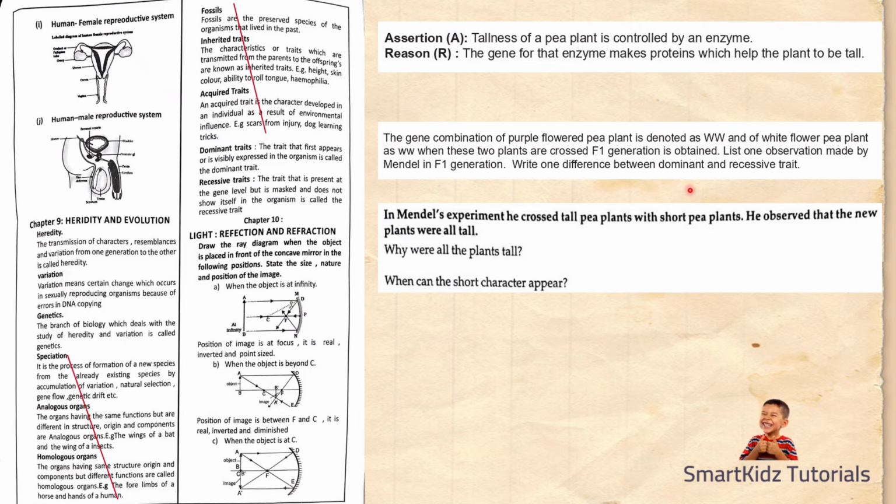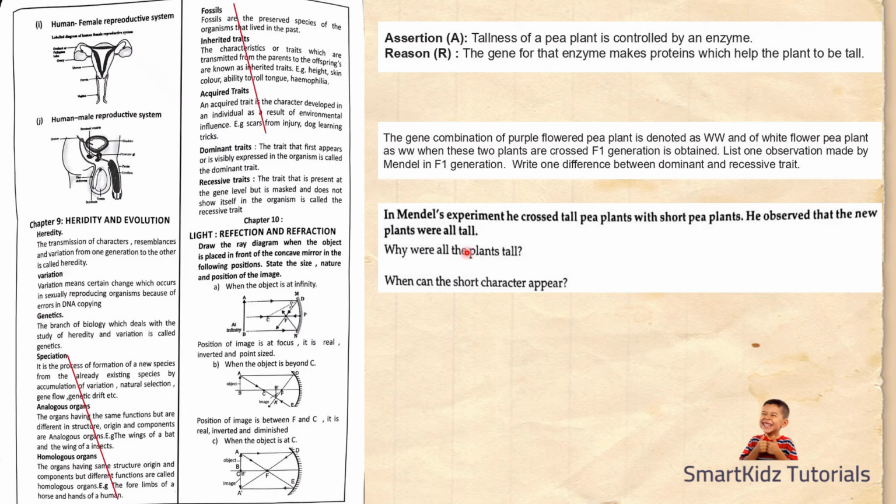Write one difference between dominant and recessive trait. In Mendel's experiment, he crossed tall pea plants with short pea plants. He observed that the new plants were all tall. So the answer for the first one is given here itself. Why were all the plants tall? You have to tell that not in terms of the phenotype but in terms of the genotype.